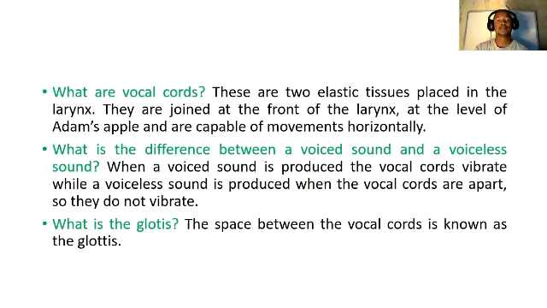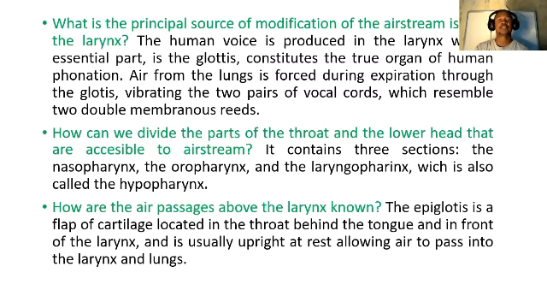What is the principal source of modification of the airstream in the larynx? The human voice is produced in the larynx, whose essential part is the glottis, the true organ of human phonation. Air from the lungs is forced during expiration through the glottis, vibrating the two pairs of vocal cords, which resemble two double membranous reeds.